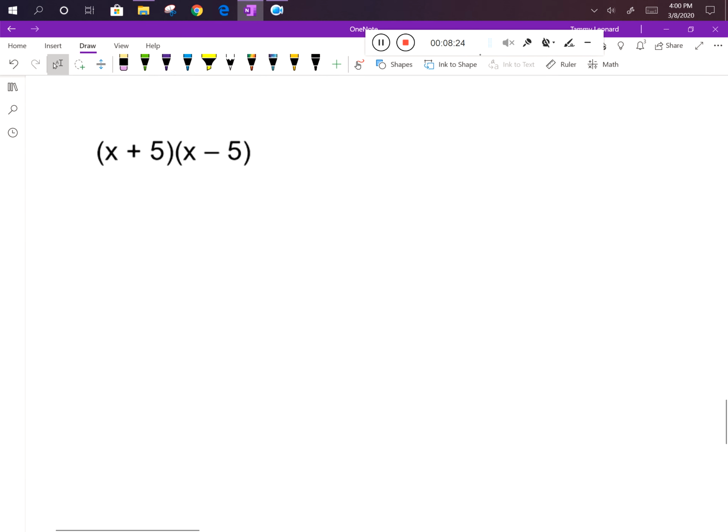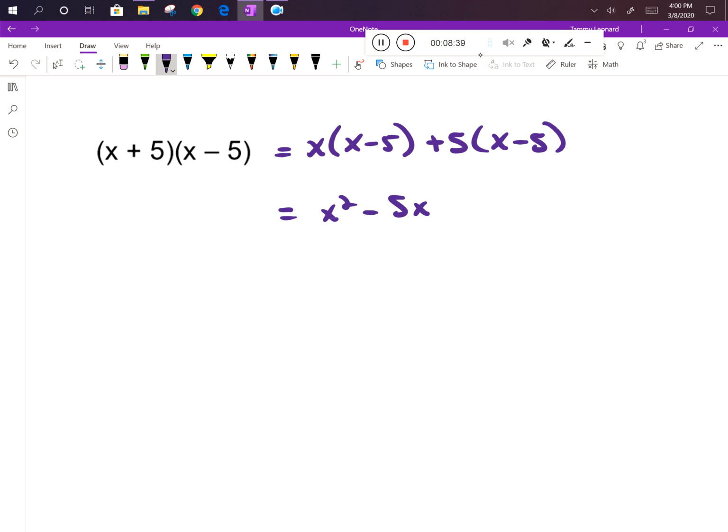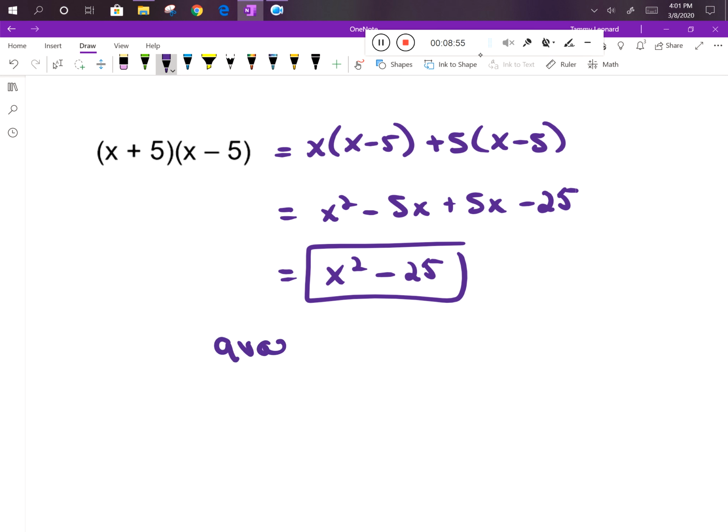Now we have two interesting problems here. First, we have an x, which we need to distribute through x minus 5, and then a positive 5, which we need to distribute through x minus 5. We get x squared minus 5x plus 5x minus 25. Our like terms in the middle actually cancel each other out. They're exactly the same thing, but with opposite signs. So we're left with x squared minus 25, which is a quadratic binomial.